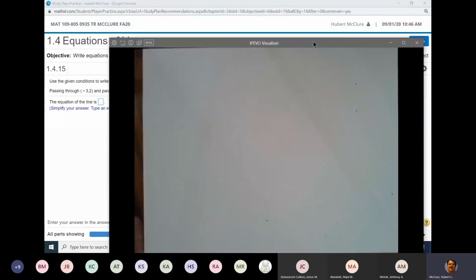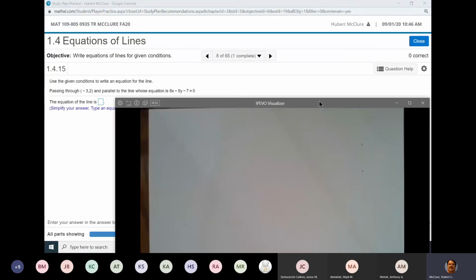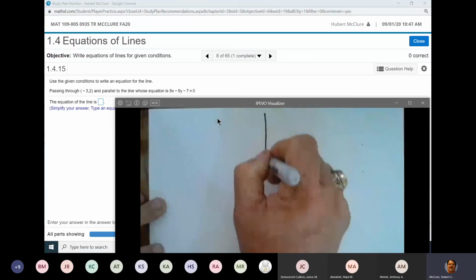I'm going to bring this down a little bit, and we're going to draw a picture on the top of this. First of all, we're going to solve for y. To graph this, we're going to solve for y. So I'm going to graph this just to show you what's going on.